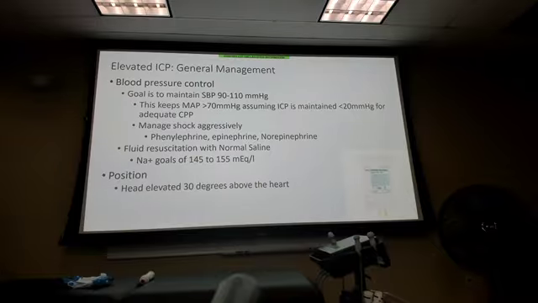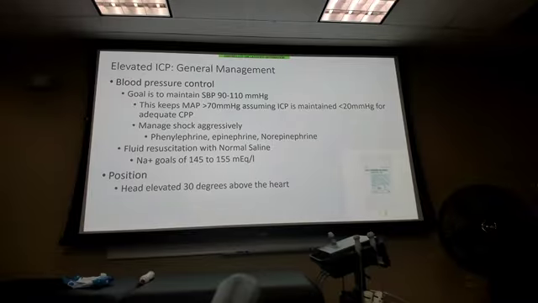Sometimes the neurosurgeon will want us to keep them hypernatremic, so 145 to 155. Okay. So that's why we resuscitate with normal saline for sodium. Occasionally they'll say, no, we don't need it, we just keep them normal, normonatremic. But occasionally they're so bad that we do need to increase their salt a little bit so that we can decrease their cerebral edema. Okay.